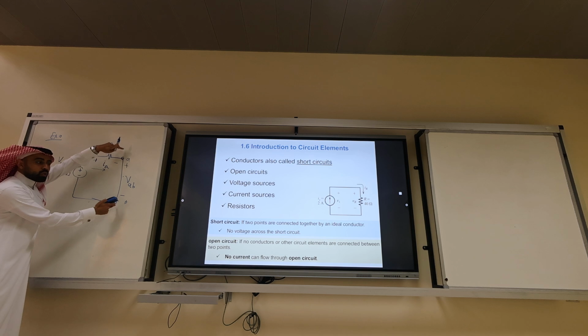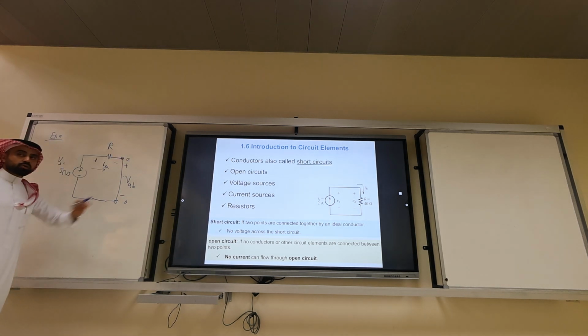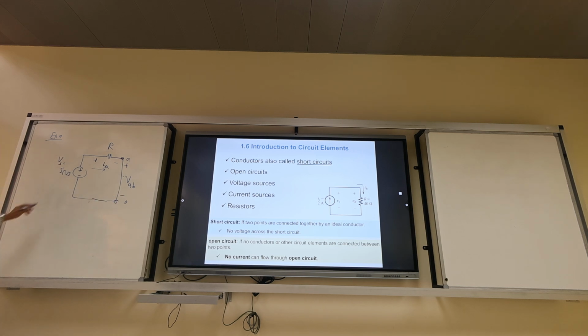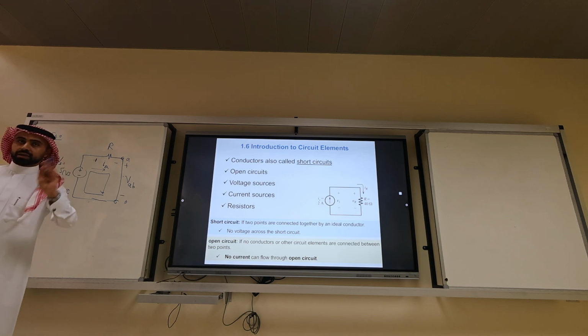0. Why? Because it's a short circuit. Somebody said, oh no, I don't trust this. Let's do KVL. Let's do KVL. Voltage rise. Let's start from here. Go over this loop. Now again, a loop doesn't have to be closed. It can be an open circuit.